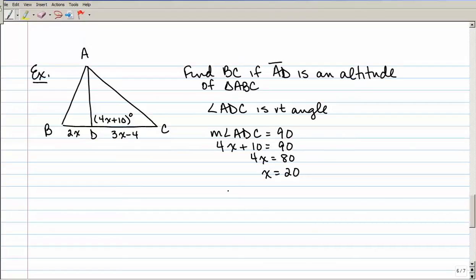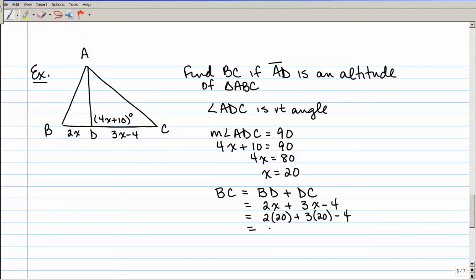Now what we need to do is to find the length of BC. So BC is equal to BD plus DC. There's segment addition postulate again. And BD is 2x. DC is 3x minus 4. And then let's substitute in 20 for x. And that's going to give me 40 plus 60 minus 4, which is 100 minus 4, or the length of BC is 96 units long.